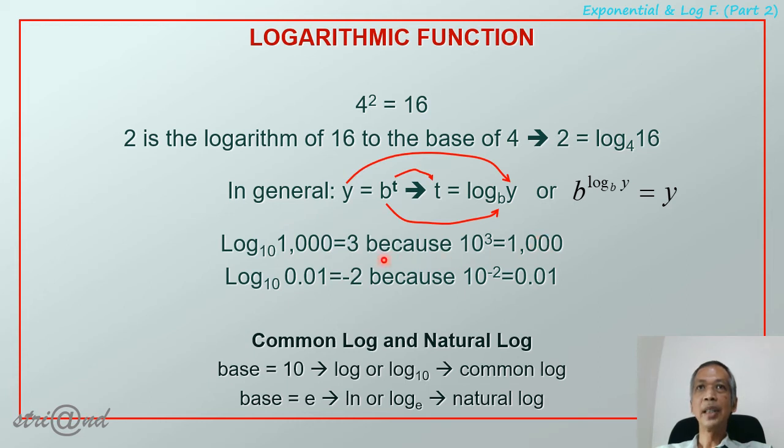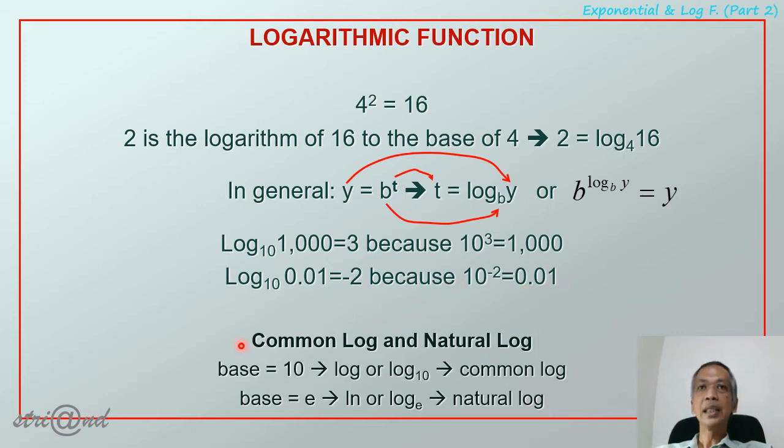In the same way we can find the exponential equation from this logarithmic equation. 10 is the base, negative 2 becomes the exponent, and then 0.01 is now placed here.